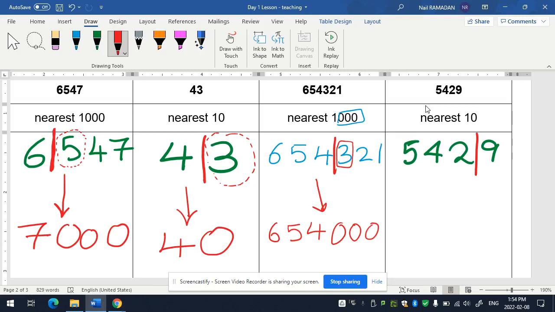And it makes sense. If you are $5,429, and you're giving me the value, or the money in bills of 10, you're going to run me up to $5,430. 5, 4. So I'm just going to.